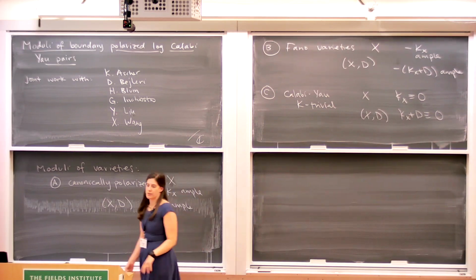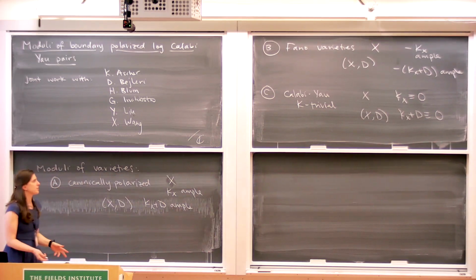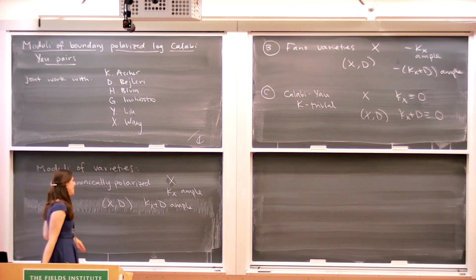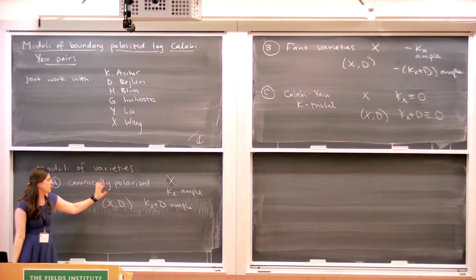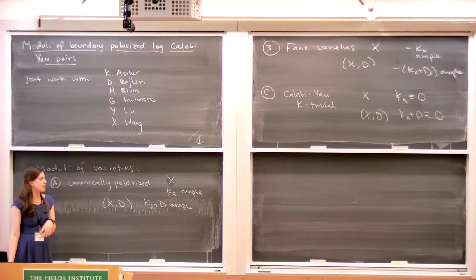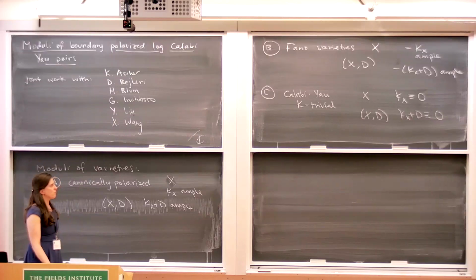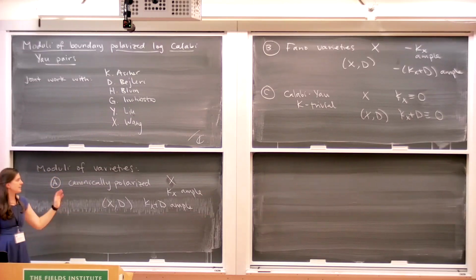And once we've broken things down into these 3 types, we would like to make moduli spaces of each of these objects. So fixing some numerical invariants, looking at all of the canonically polarized varieties with those numerical invariants, and constructing this parameter space of all of those objects. And we can essentially do this in cases A and B.